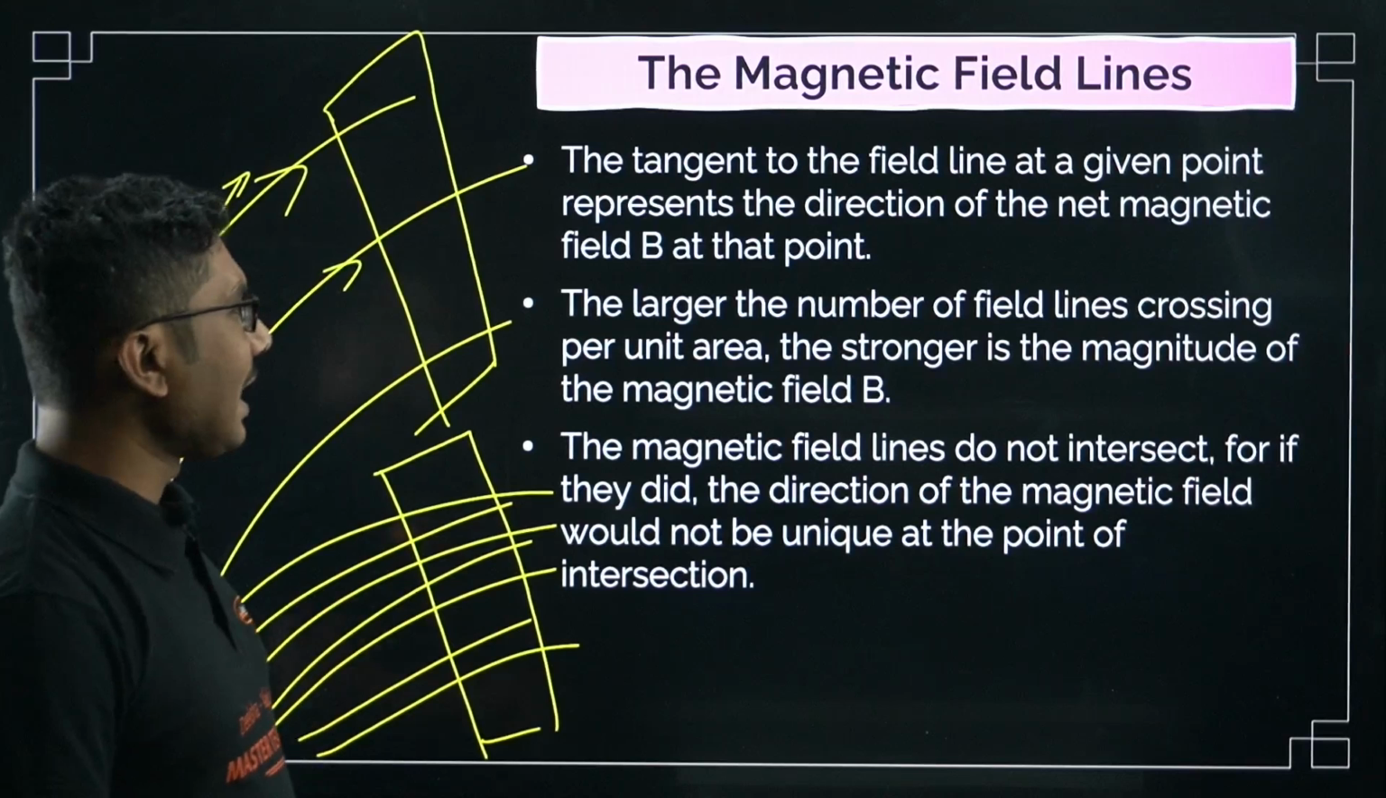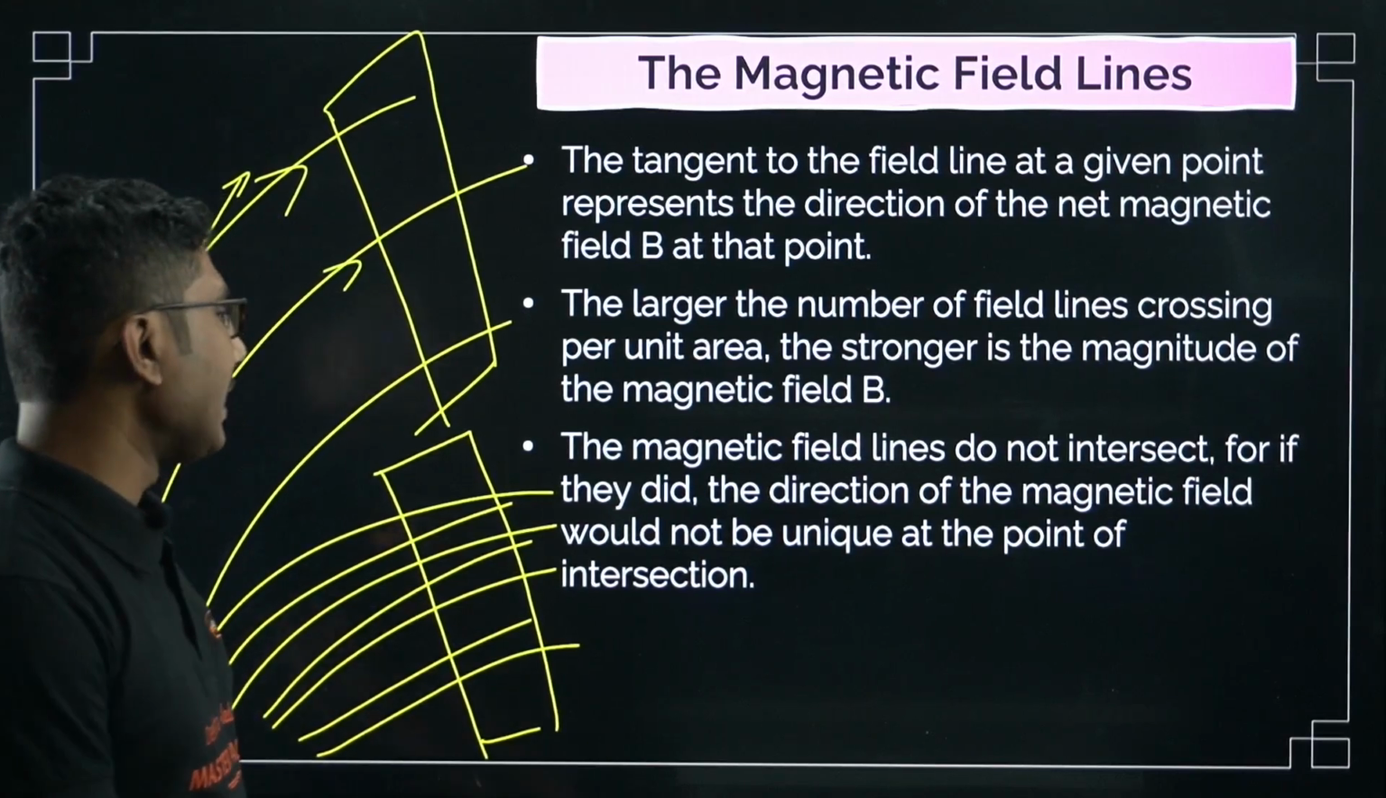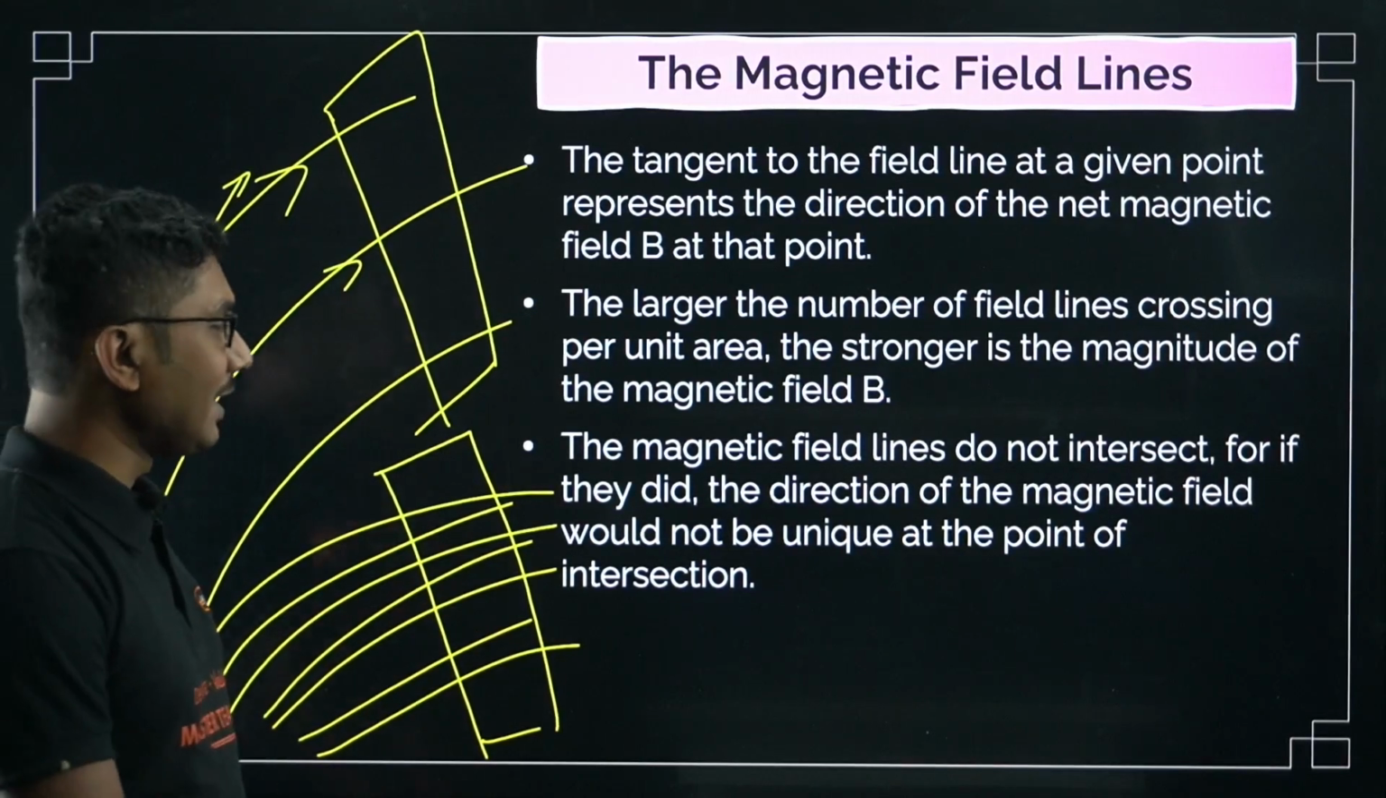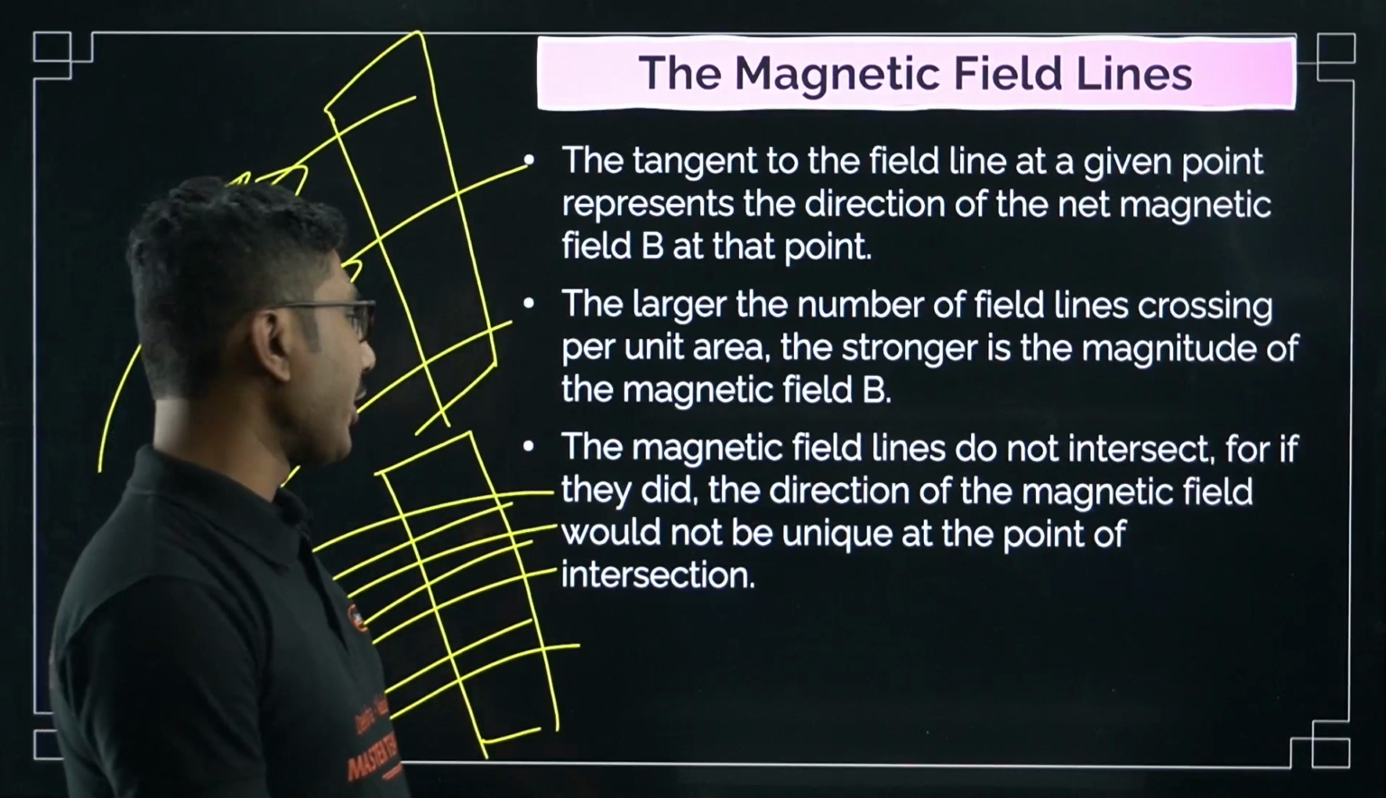The magnetic field lines do not intersect, for if they did, the direction of the magnetic field would not be unique at the point of intersection.